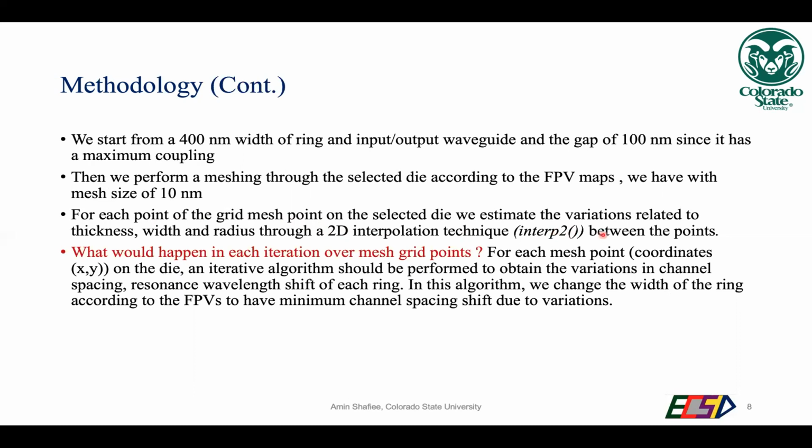Then we can ask the question: what would happen in each iteration over the mesh grid point? For each mesh point or XY coordinates on a die, an iterative algorithm should be performed to obtain the variation in channel spacing and resonance wavelength shift of each ring. In this algorithm, we change the width of the ring according to FPVs to have the minimum channel spacing shift due to variations.